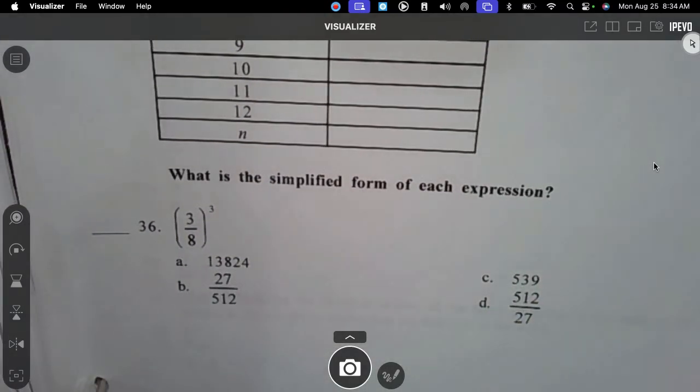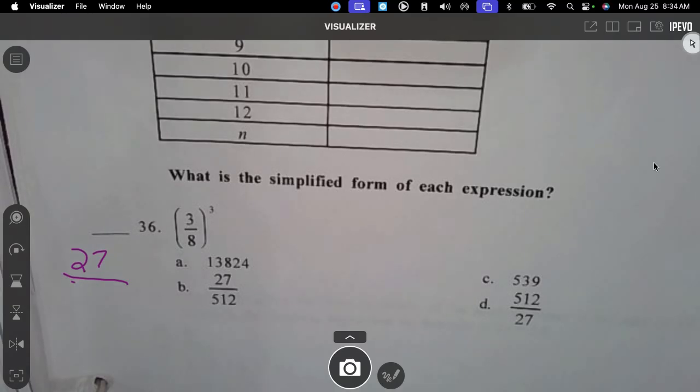All right, last problem. What is the simplified form of the expression? So you would just do 3 to the third power. What is 3 to the third power? Not 3 times 3, but 3 times 3 times 3. 27. And then in your calculator, you would do 8 to the third power, and I'm guessing it's 512. You could try to put the whole thing in the calculator if you want, but sometimes the numbers get too big and it struggles. So you may have to do them separate. Do y'all know how to put the third power in your calculator? Yes. Okay. All right.